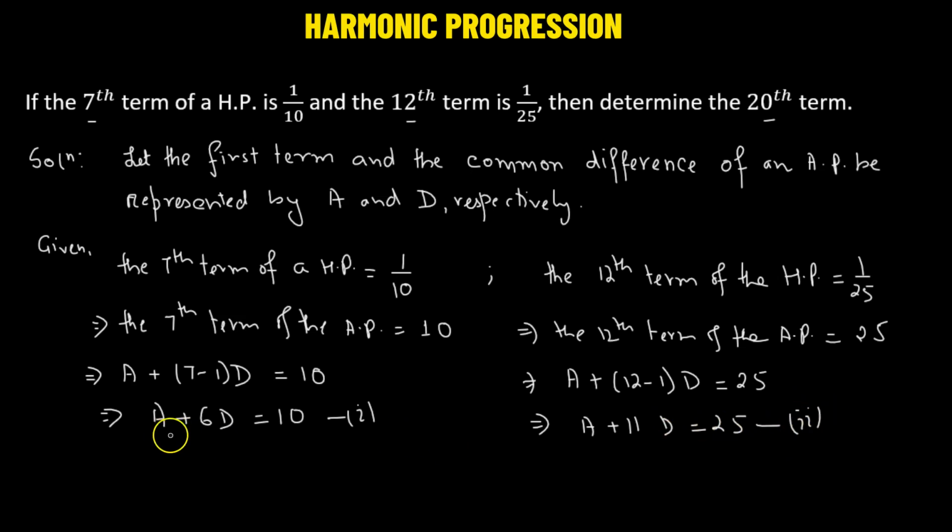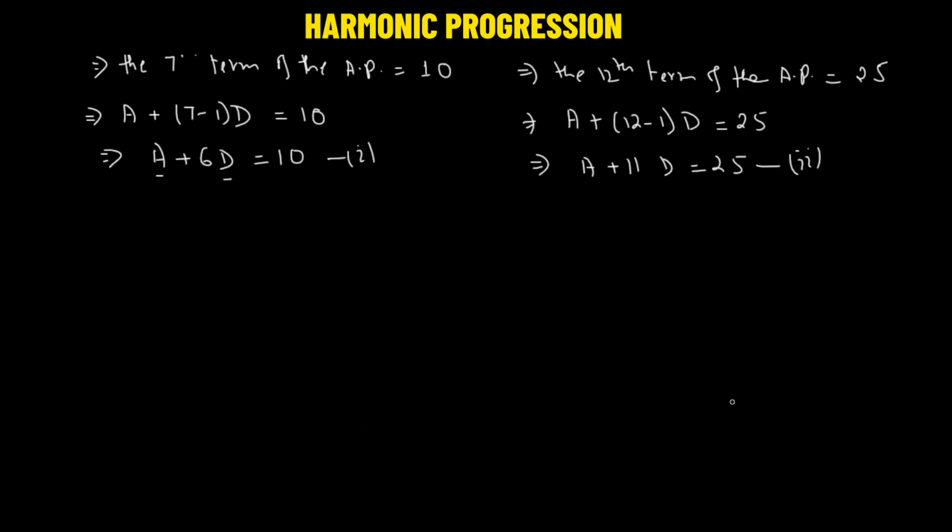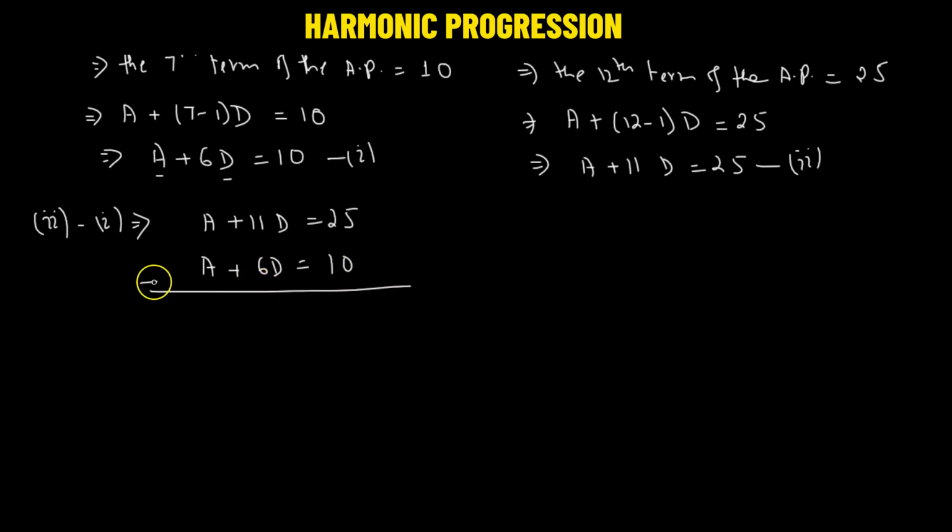Now we have two unknowns, A and D, and two equations, equation number 1 and 2, and we can solve them to obtain the values of A and D. So let's do that. From equation number 2, we are going to subtract equation number 1. We have A plus 11D equals 25, and A plus 6D equals 10, that's equation number 1. After subtraction, A and A cancel out. 11D minus 6D is 5D, and 25 minus 10 is 15, which means the value of D comes out to be 3.